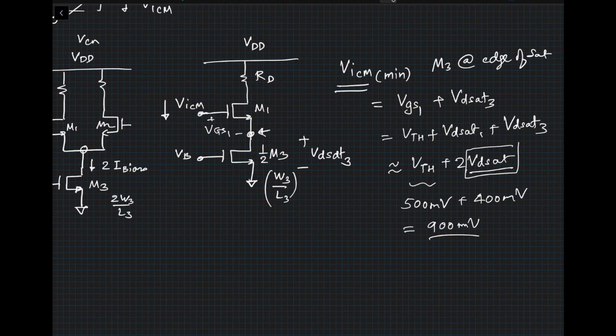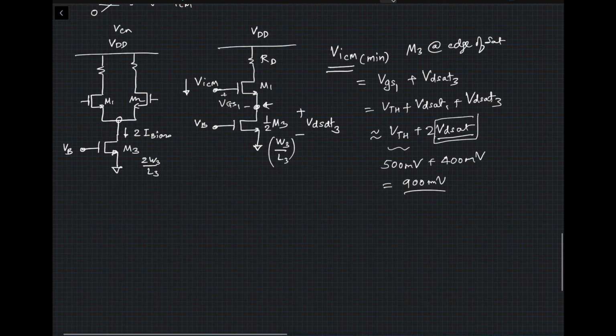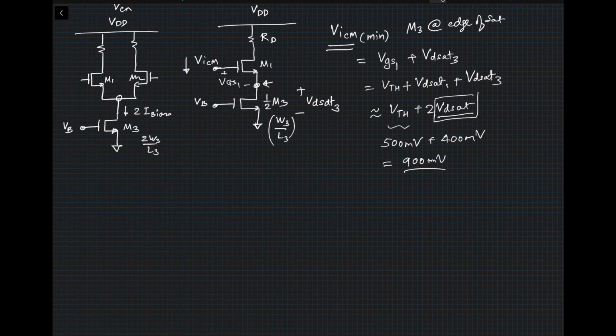Now let's look at the maximum VICM. For that we will again do something similar. If I start taking VICM up, what will happen? Then this node will start going up, because the VGS has to be constant since it's carrying the current I. The transistor M3 will never come out of its saturation because its drain to source voltage is getting larger and larger. However, the transistor M1 comes out of saturation because the voltage at the source is going up and the voltage at the drain is fixed. So let's figure out what that condition is.